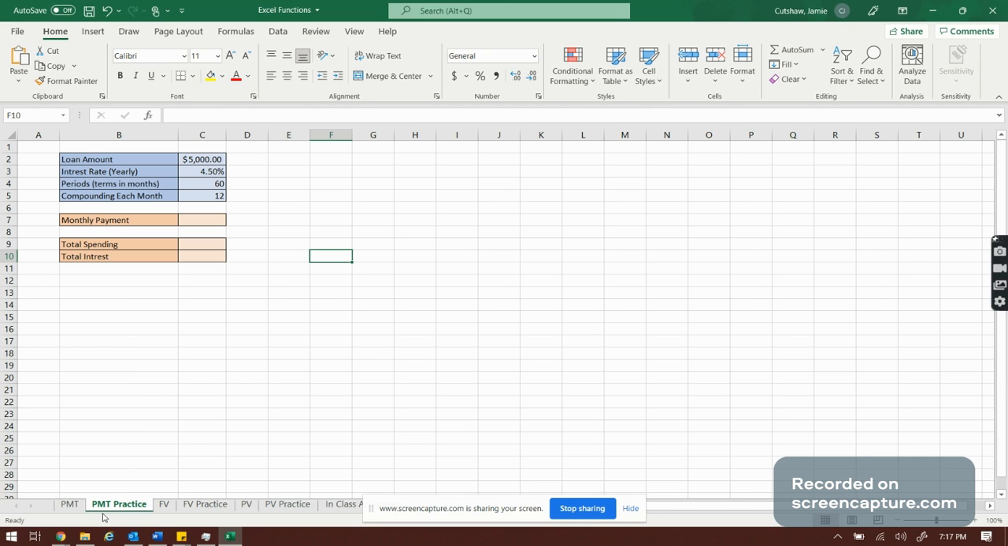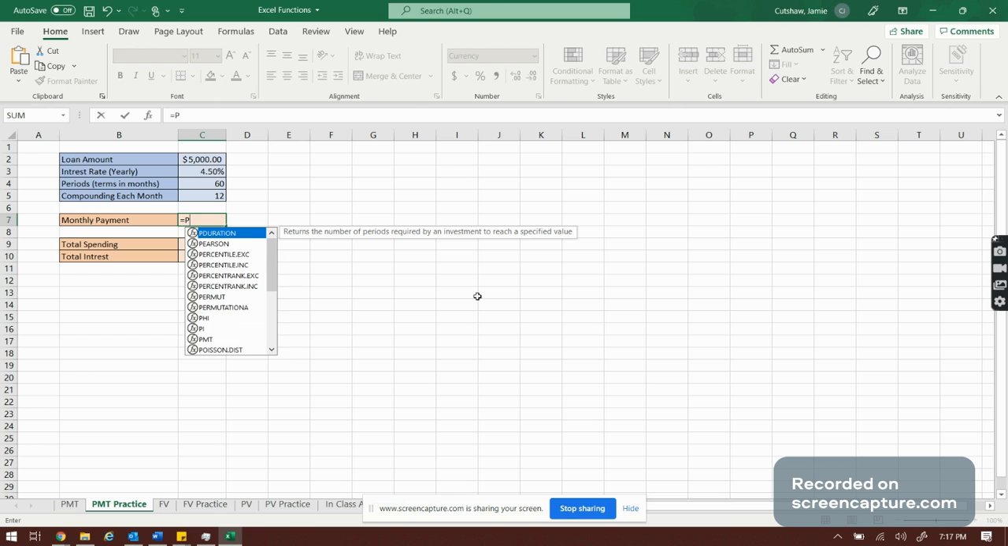So click over to PMT practice, and we're going to walk through an example of typing in a PMT function together. First off, just like any other function we've done before, type in the equals sign. Then for this function, it is a P, an M, then a T. You don't need to capitalize them. I do, I think it just looks a little bit nicer. Then we're going to make our bracket. If you don't remember how to do that, hold down Shift and push 9 to get the bracket in.